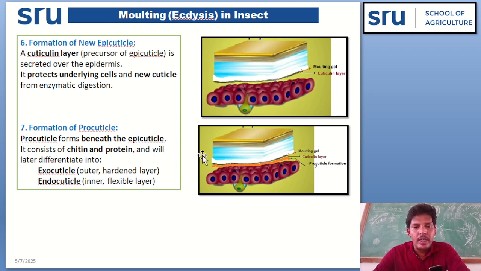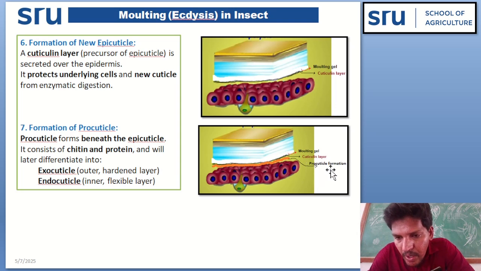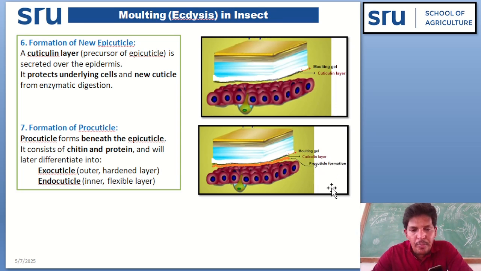Formation of the procuticle. See here, procuticle formation, that is the orange colored line. Procuticle forms below the epicuticle. It consists of chitin and protein and will later differentiate into exocuticle and endocuticle. Exocuticle is the outer hardened layer and endocuticle is the inner flexible layer.